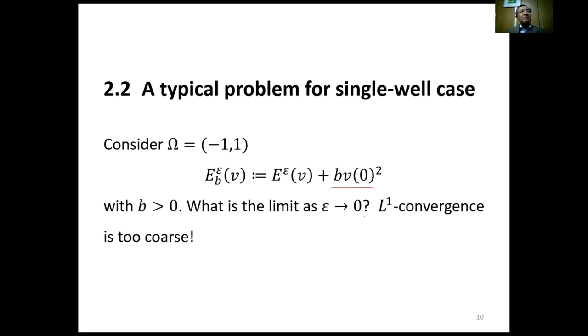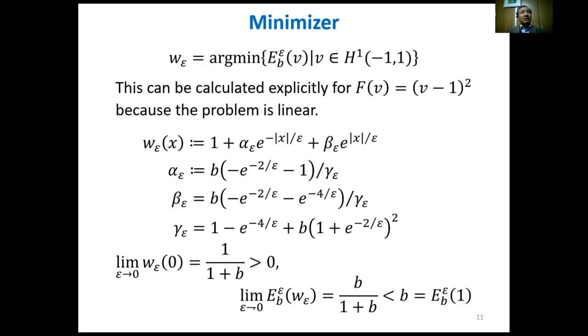So what is the limit as epsilon tends to zero? L1 convergence is too coarse. What is the correct good convergence? But before that, let's check a very simple example. Okay.